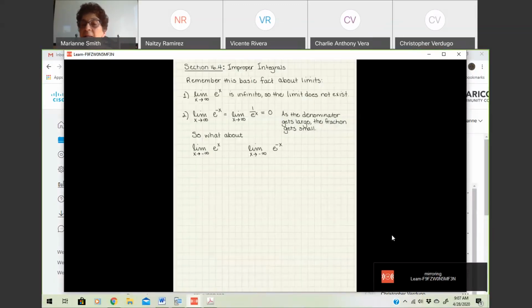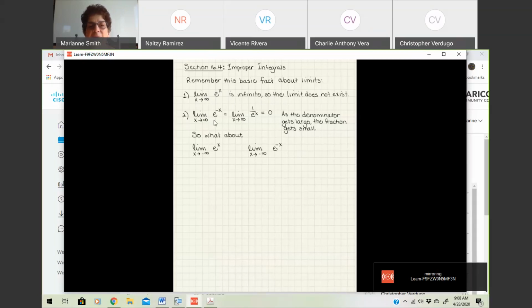Okay, so what I have here is some basic review facts about limits. If you take a look up here, it's fitting that we're ending the course with the same topic we started it with. The limit as x approaches infinity of e to the x. Remember e is just a number, so as you make the exponent larger and larger, e to the x becomes infinite. So this limit doesn't exist.